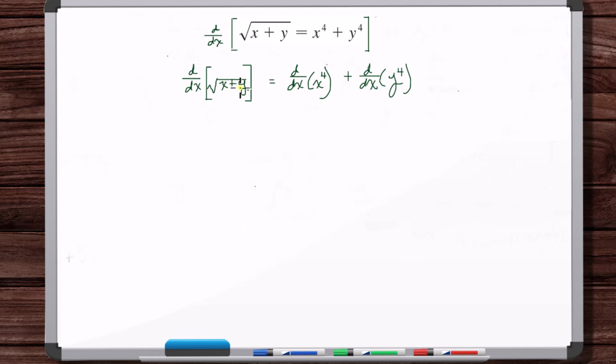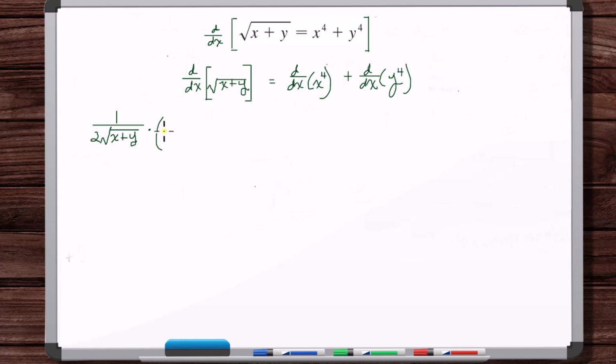We've got x plus y, which is just a function of x, because y you can think of as a function of x. So we've got the derivative of the square root of something. What is the derivative of the square root of something? 1 over 2 times that something times the derivative of that something.